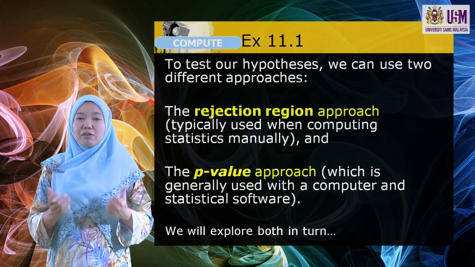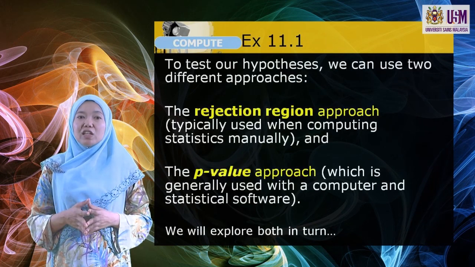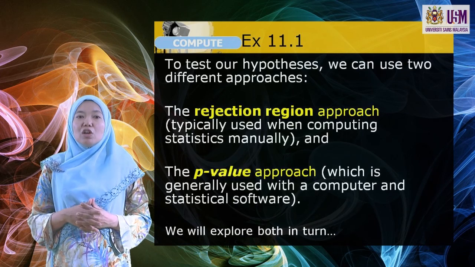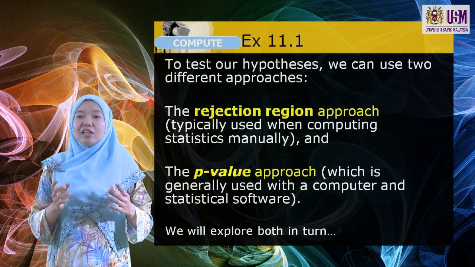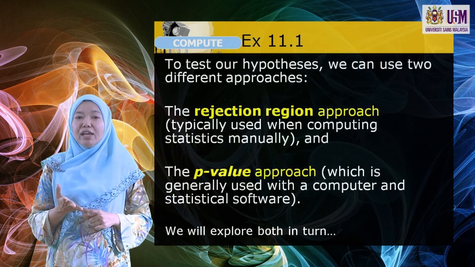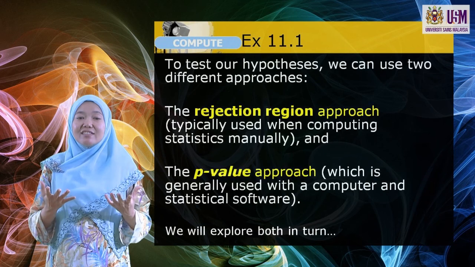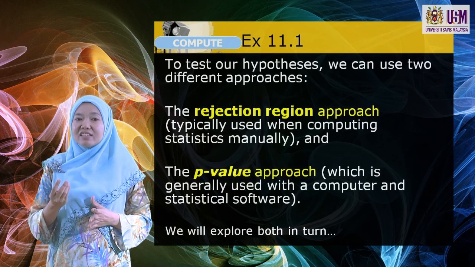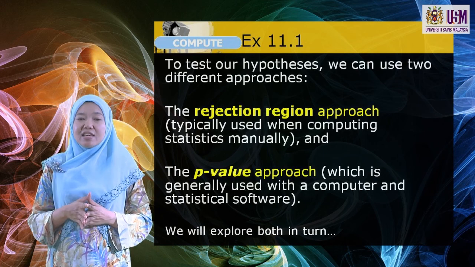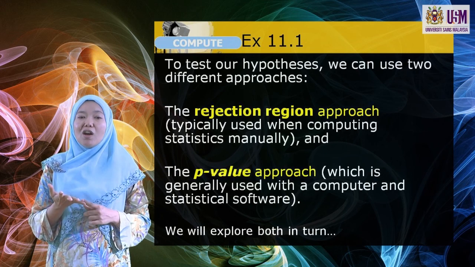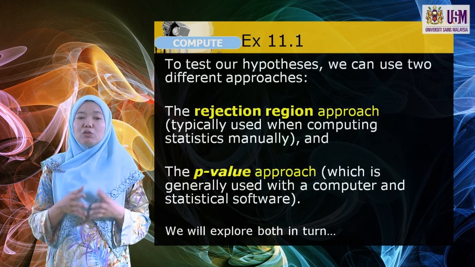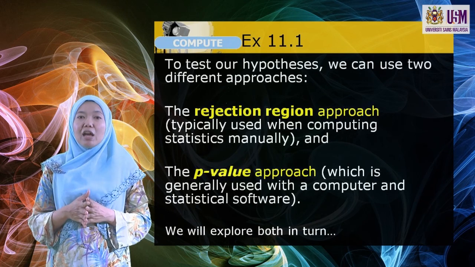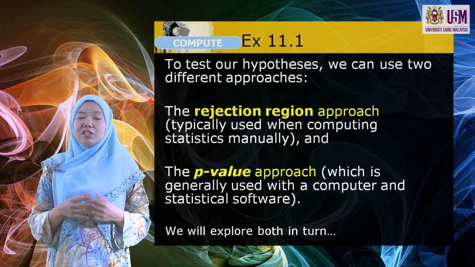In example 11.1, what you need to do next is compute. This is where you need to do some calculations. To test your hypothesis, we can use two different approaches. The first approach is what we call the rejection region approach. This is typically used when computing statistics manually. The second approach is what we call the p-value approach, which is generally used with a computer and statistical software. We will explore both approaches in turn.